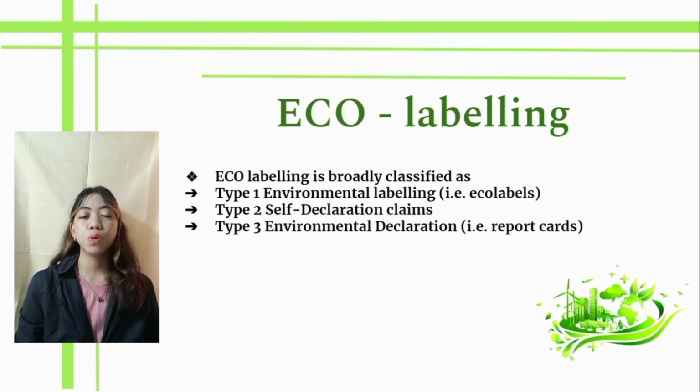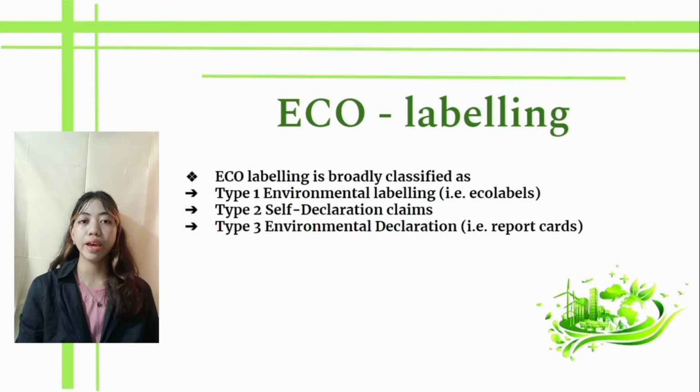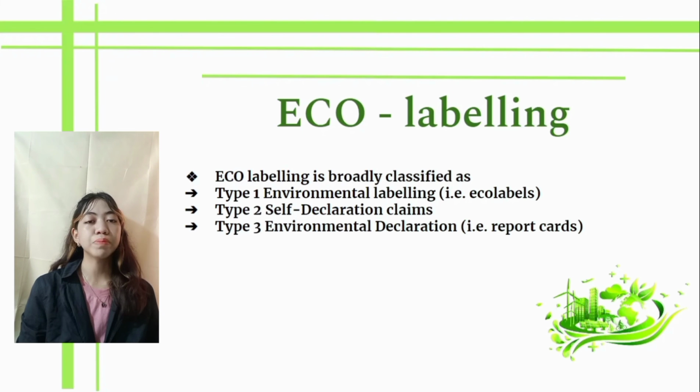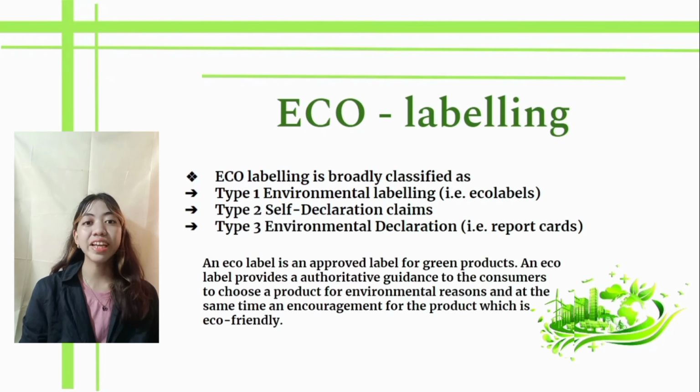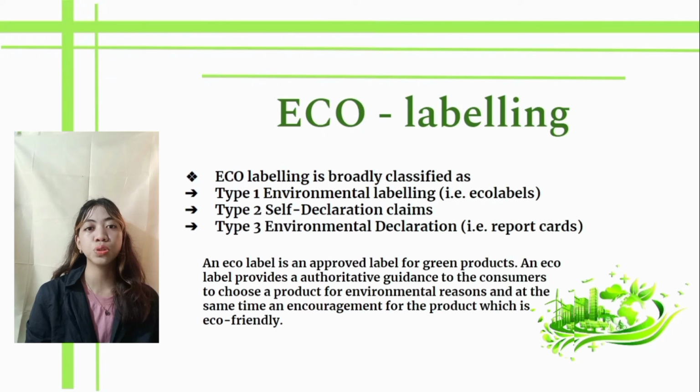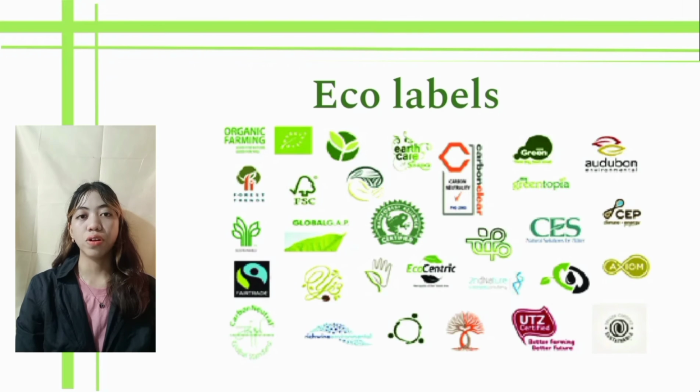So now let's proceed to eco-labeling. Eco-labeling is broadly classified as type 1 environmental labeling, example eco-labels, type 2 self-declaration claims, and type 3 environmental declaration, and an example is report cards. An eco-label is approved and labeled for green products. An eco-label provides authoritative guidance to consumers to choose a product for environmental reasons, and at the same time is an encouragement for the product which is eco-friendly. This is an example logo of an eco-label.